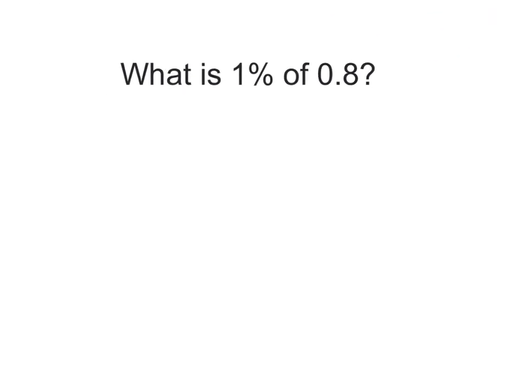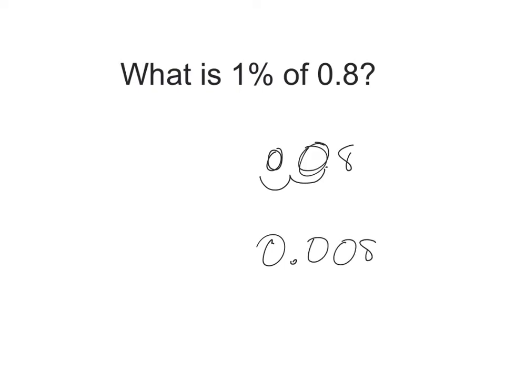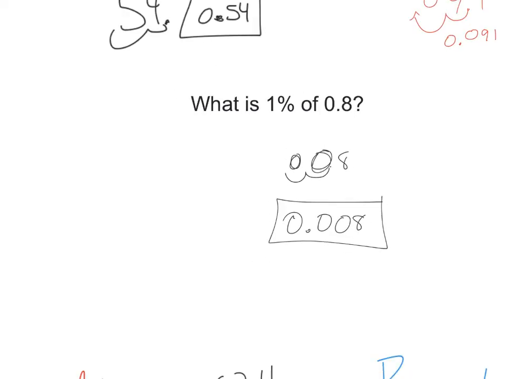All right, what's 1% of 0.8? Again, move the decimal 2 places to the left. So 0.8, 1, 2. Fill in with a 0, 0, then this 0, and then the 8. That is 1% of 0.8, or 8/10.